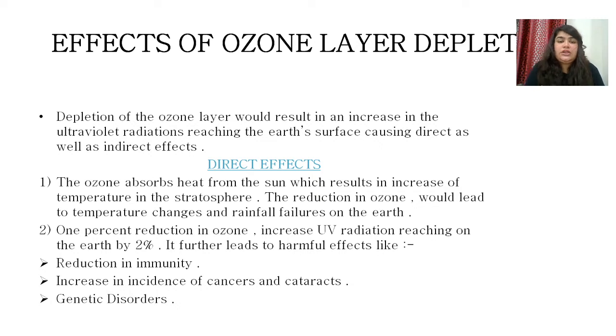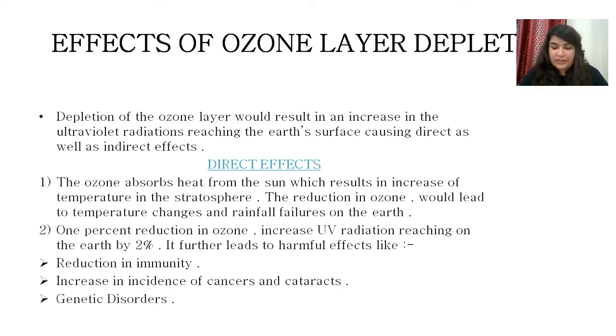It will lead to various disastrous effects. Depletion of the ozone layer would result in an increase in the ultraviolet radiations reaching the Earth's surface, causing direct as well as indirect effects. Obviously, I've already told you that the ozone layer acts as a sieve. It filters out the various things coming into the Earth's atmosphere.